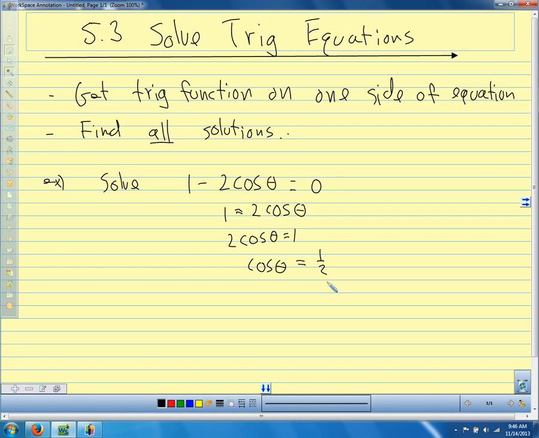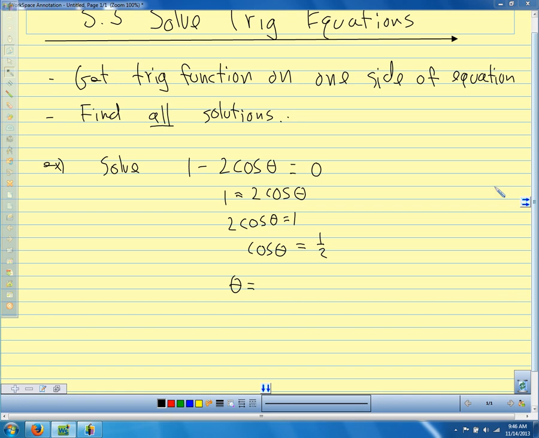Now this is a unit circle problem. We've gone from solving a trig equation to a unit circle problem. The ones that we do are normally going to be unit circle problems. If not, in just a second I'll talk about how we would deal with it otherwise. So then we ask, where on the unit circle is cosine equal to 1/2? So theta equals... where do we get a cosine of 1/2? Pi over 3.